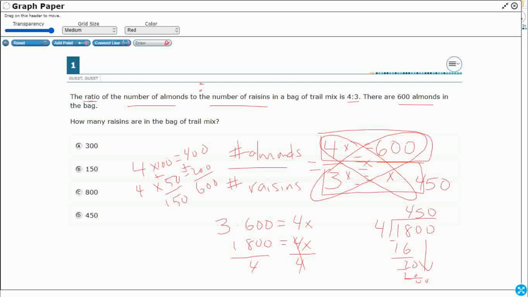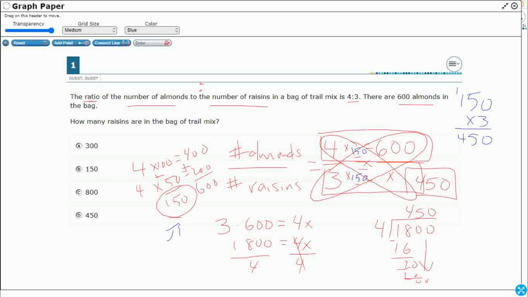You might be asking yourself, well, earlier I got 150, and how did I get this 450? Well, I never quite finished the first method. Remember when I was doing this first one, I was trying to figure out what I could multiply by, and I could multiply each side by 150. And guess what I get if I multiply that 150 times 3? You guessed it. That is going to be 450.